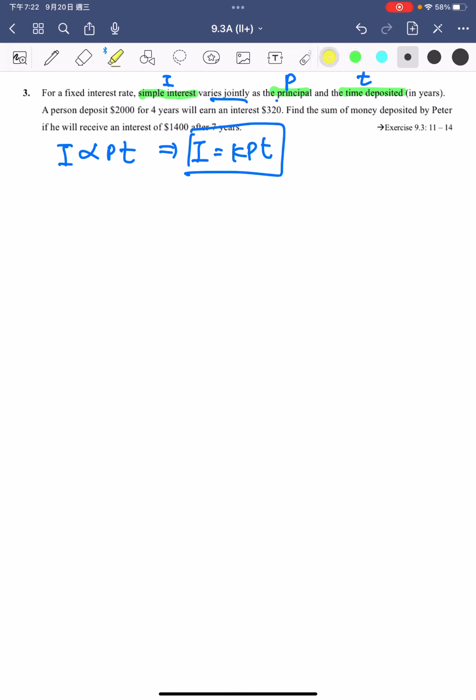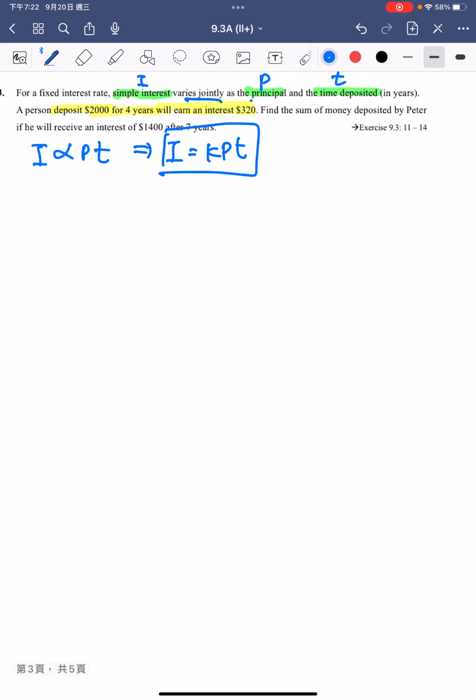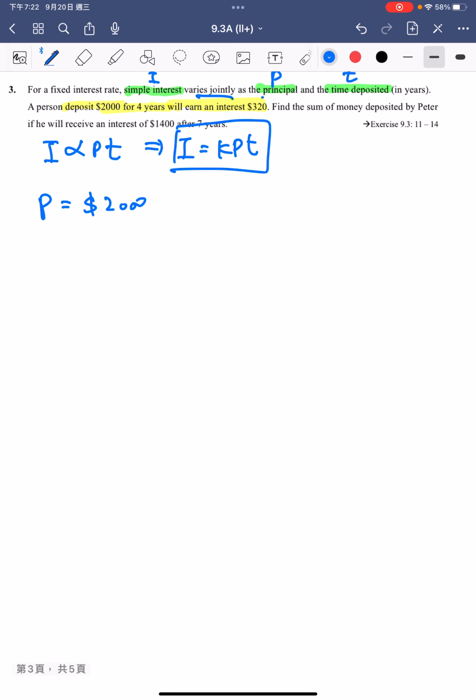The condition that we have is a person deposits $2,000 for 4 years and will earn an interest of $320. Depositing 2,000 means that our principal is equal to 2,000. Principal means the money that you put into the bank at the first time. So the principal is equal to 2,000, our time deposit, the T, is equal to 4, and the interest I is equal to 320.